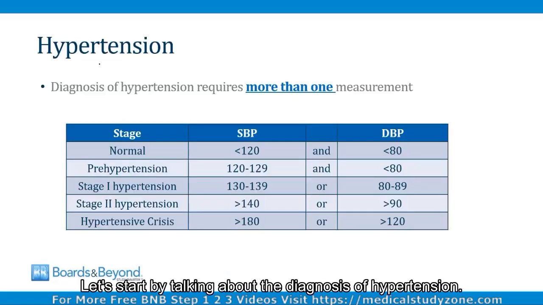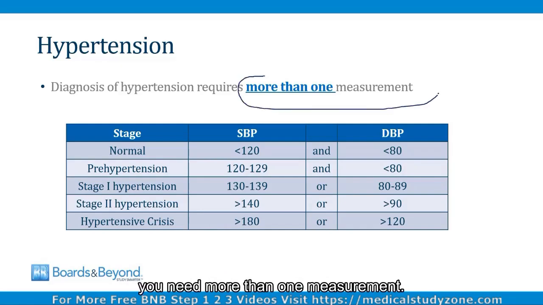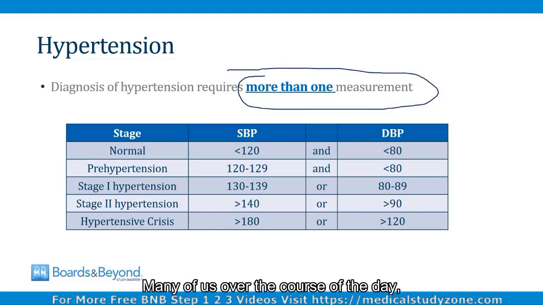Let's start by talking about the diagnosis of hypertension. The first thing you should know is that to make a diagnosis of hypertension, you need more than one measurement. Many of us over the course of the day will have a transiently elevated blood pressure at one point of time or another. So before you diagnose and begin treatment in a patient with hypertension, you want to have two separate measurements to confirm that the patient truly has chronically elevated blood pressure.